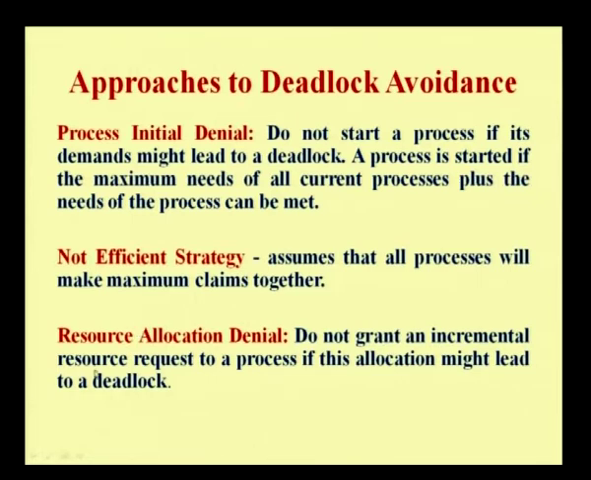The third point is resource allocation denial. Do not grant an incremental resource request to a process if this allocation might lead to a deadlock. I gave you an example of having 10 rupees in your pocket, wherein your two sons are asking for money, and if you give them 3 rupees each, you have spent 6 rupees, you have only 4 rupees in your pocket. So how do you earn?